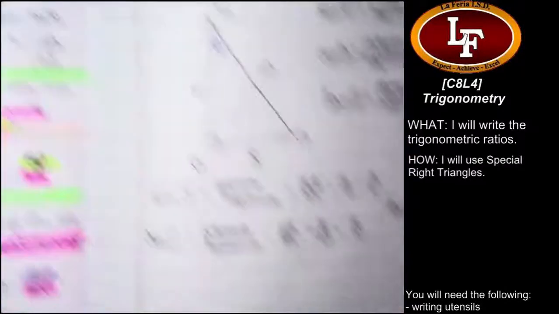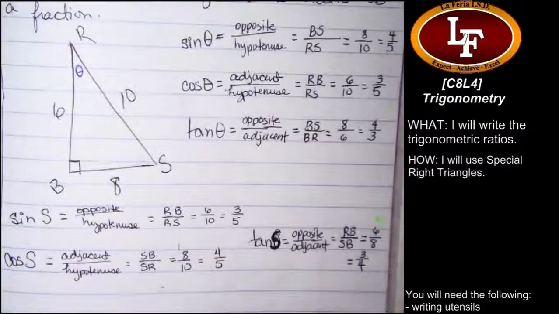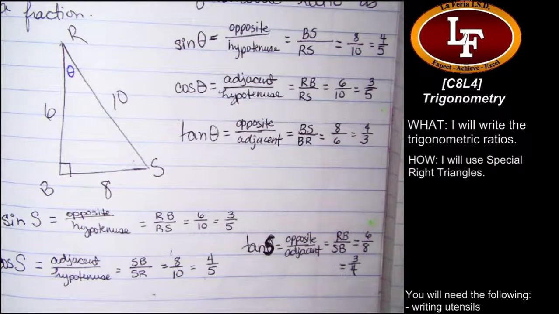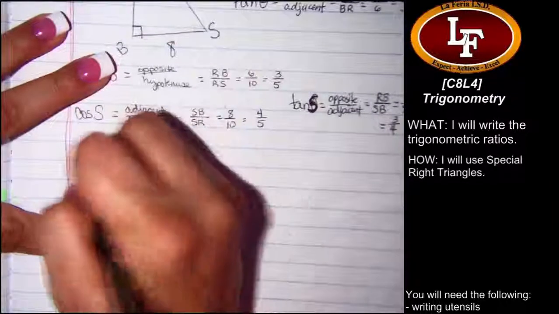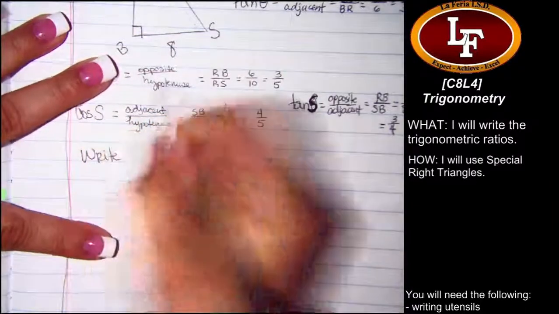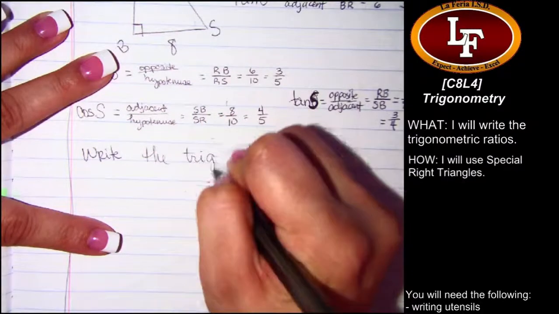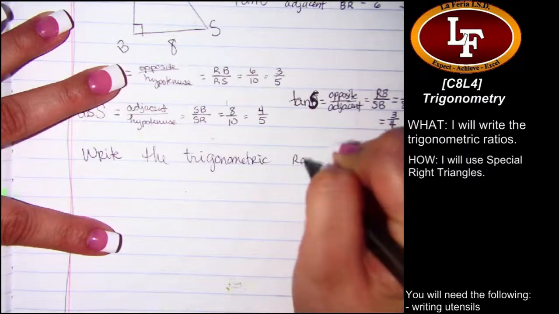Before we continue on, let's look back at the example from yesterday. This is the work that we did yesterday. We were finding the trigonometric ratios, writing them as fractions, and what we're going to kick off with today is finishing this page by writing the trigonometric ratios as decimals.